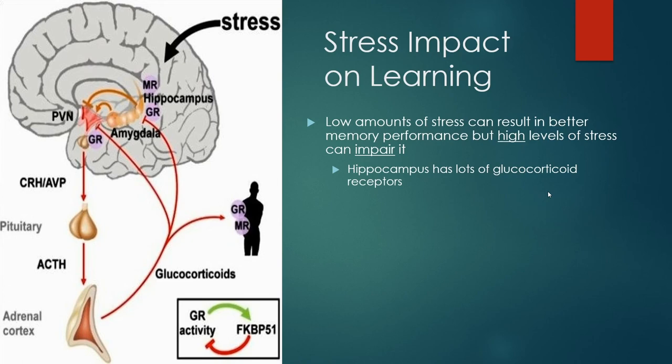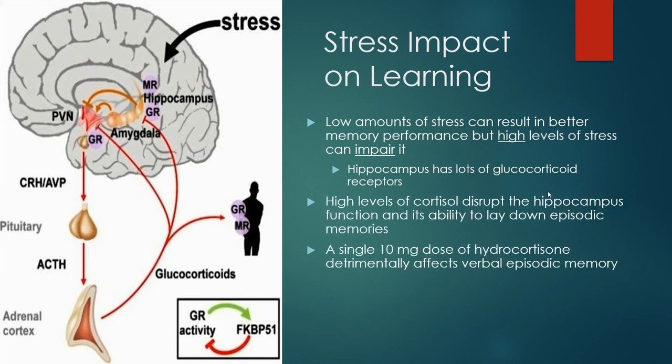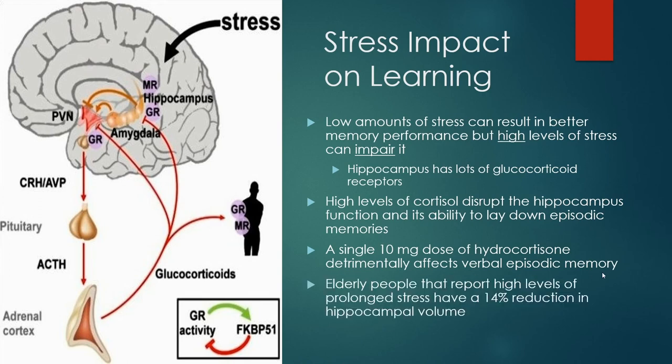That's something to really keep in mind when you're studying. You don't want to put yourself into this really high stress state because it's damaging your ability to remember that information and to be successful. That's what this slide was getting at. They've actually tested this. Instead of relying on you getting into a fight or flight situation, they've just injected people with 10 milligrams, which is a pretty low dose, of hydrocortisone, and it detrimentally affects their verbal episodic memory, their ability to lay down these episodic memories.